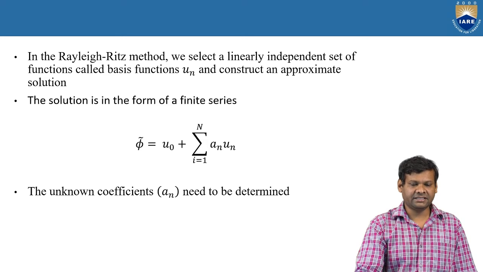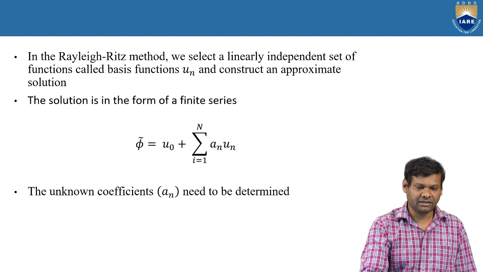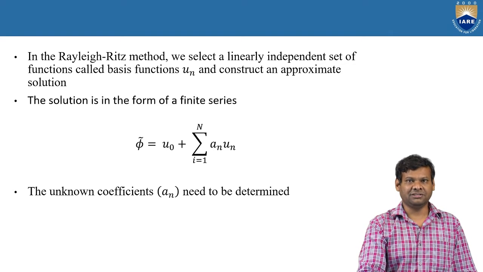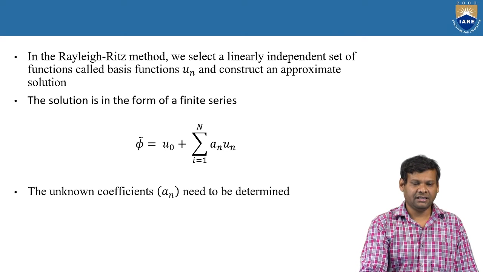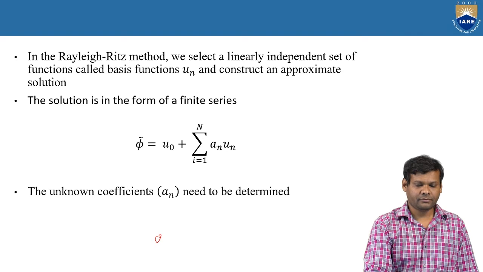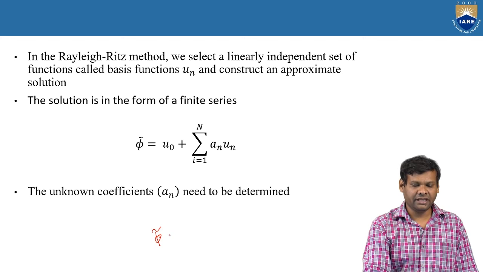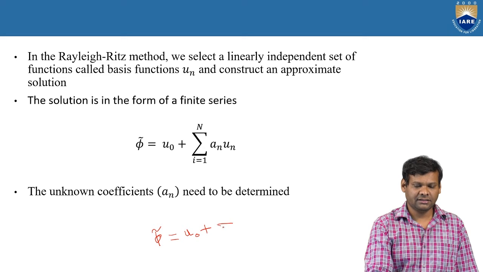Okay, in Rayleigh method, we select a linearly independent set of functions called basis functions u n and construct an approximate solution. What it is saying is that we already don't have any direct solution or any kind of closed form solution. Finally, we need to rely on the approximate solution. And what this Rayleigh method is saying is that we can express phi, let us say phi tilde because it is approximate, in the form of some basis functions, which is given as u naught plus sigma i equal to 1 to n, a n u n.